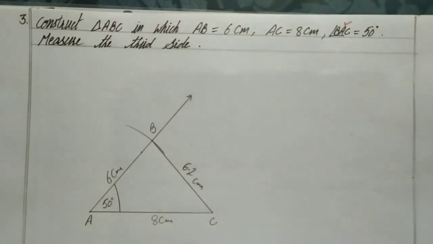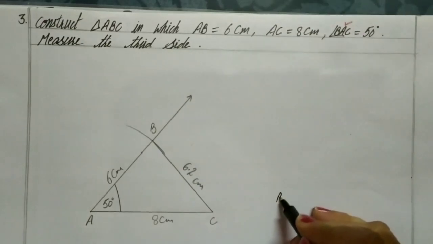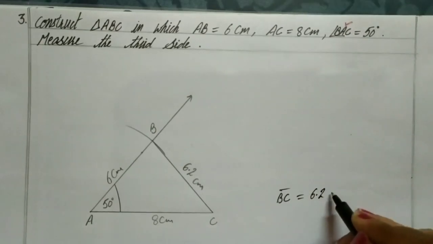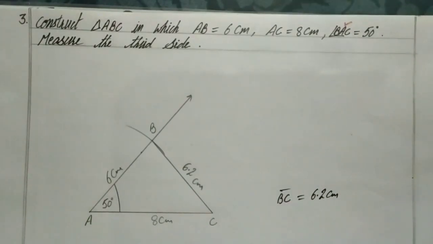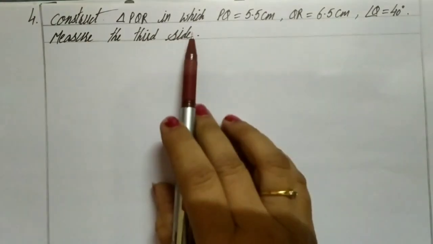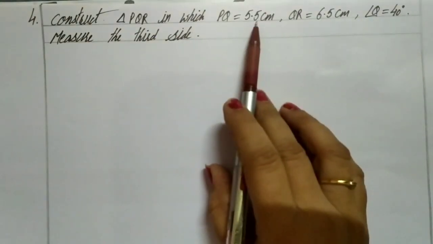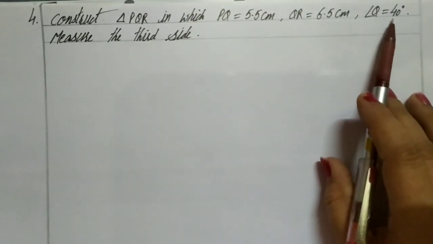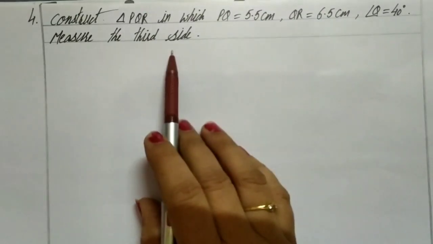And here you can write separately also that segment BC is equal to 6.2 centimeter. Now moving to the fourth question. Construct triangle PQR in which PQ is 5.5 centimeter, QR is 6.5 centimeter and angle Q is given 40 degree. Again we have to measure the third side.